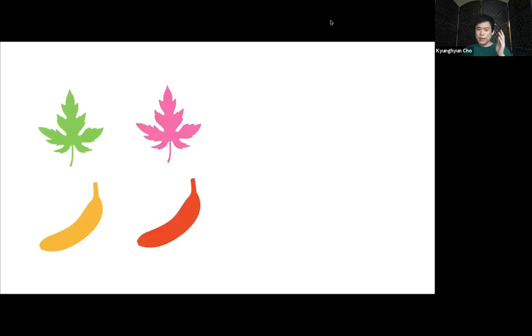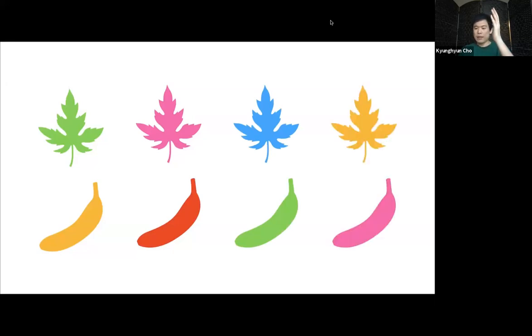Now you're going to see another set of symbols, the same symbols but in different colors. But what you see is that you still see a leaf on the top and you still see a banana on the bottom. Another example: blue leaf, green banana, yellow leaf, and purple, I'm not even sure what the name of this particular color is, but let's call it purple banana.